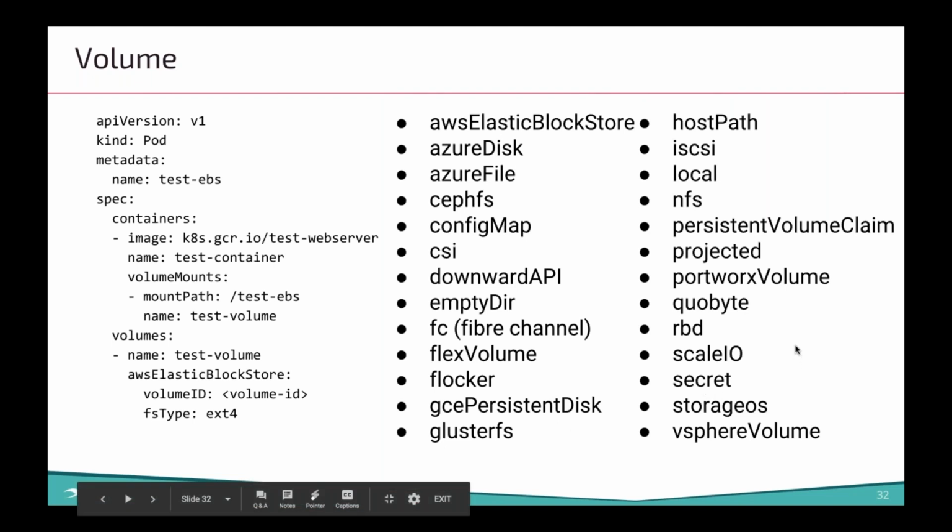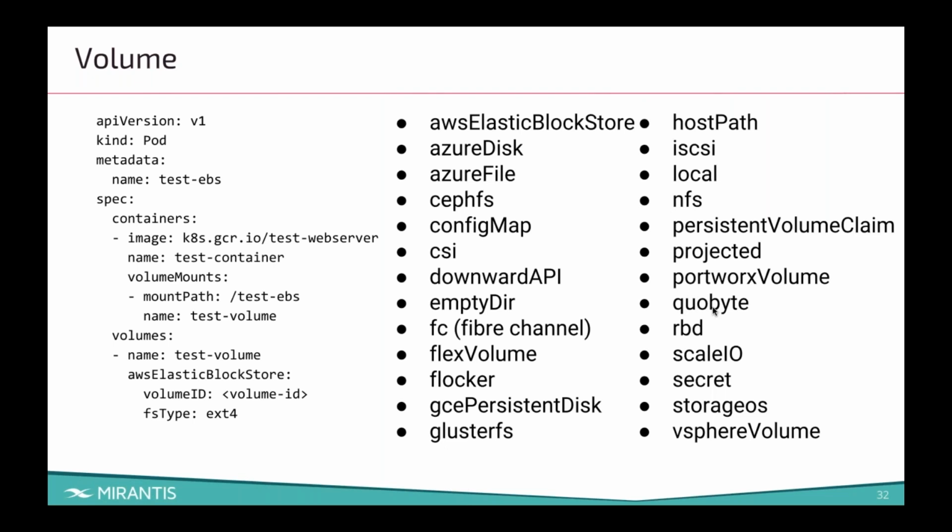Okay, I think I counted. I forget how many I counted. I think there's like 26 different types, something like that. And some of them are more common than others. For example, empty directory is literally going to just create an empty directory on the node for you to use. Local is referring to a specific directory on that local node. You have other things like NFS for network file system.